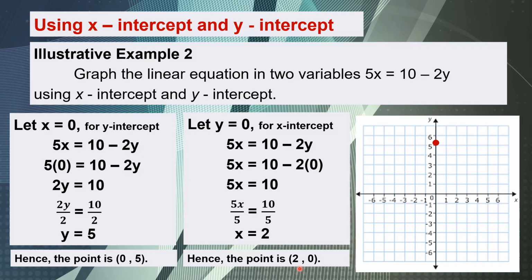Next, (2, 0). So, yung 2, which is x, ay nasa x-axis. So, nandito yung 2. So, andito yung ating point. As you can see, nakatapat yung point natin sa positive 2 at the same time 0 ng ating y-axis. So, meron na tayong 2 points here. So, we can now connect these 2 points using a line. So, this is now the graph of the equation 5x equals 10 minus 2y using the x-intercept and y-intercept.